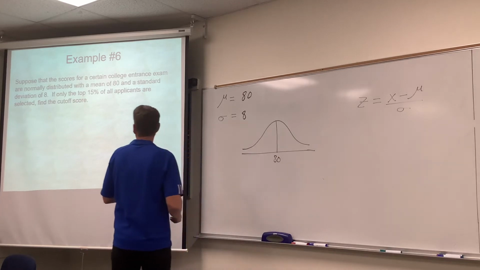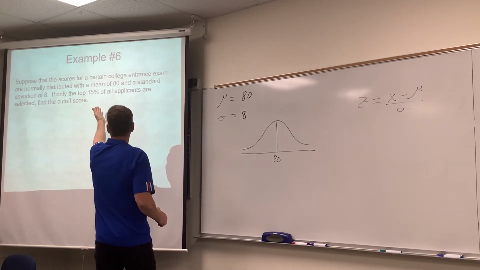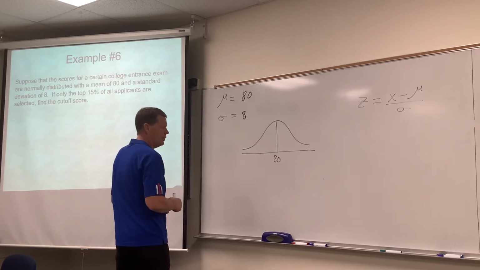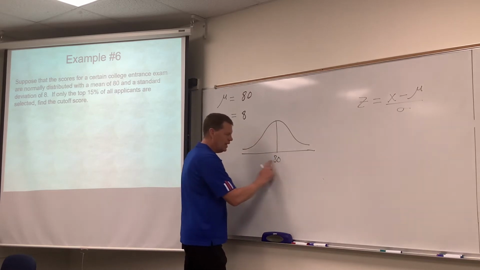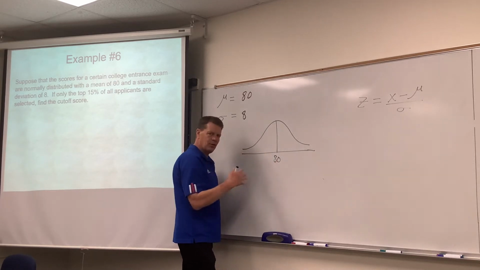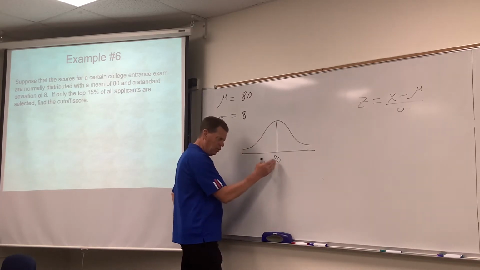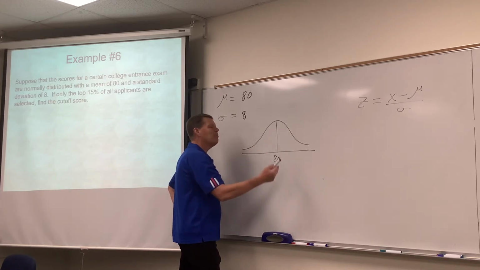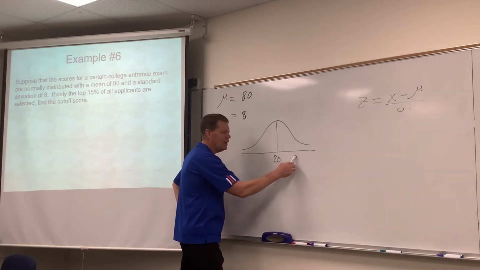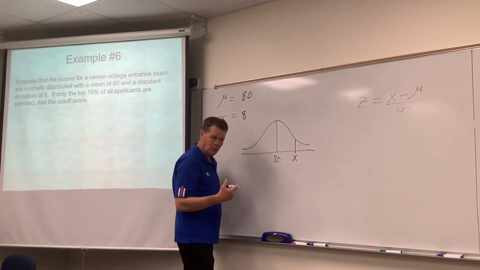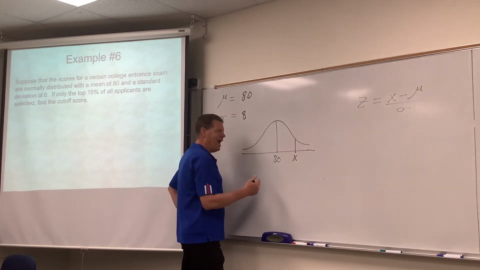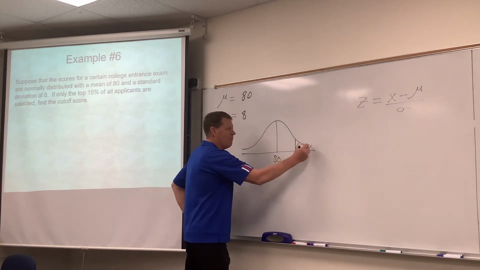They want to know if we're only going to allow the top 15% to be admitted into this college, what would be the cutoff score? So the cutoff score is, again, a value of x. It's one of these numbers across the bottom here. That's a score. And if you're going to be in the top 15%, I would hope you'd agree you would need to be above the mean. So this is where that cutoff score would exist.